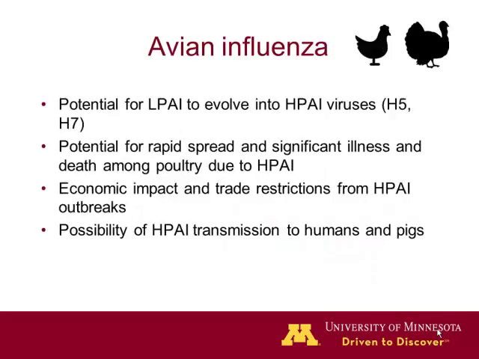But when we move into the other part of the graph, into the poultry, we need to take this virus into consideration very well, because there is an important potential for low pathogenic viruses to evolve into highly pathogenic viruses, and those are the H5 and H7 specifically. With that evolution, there is an important potential for rapid spread and significant illness, causing a lot of mortality in poultry. With that, we could have an important economic impact and trade restrictions, and then, of course, the possibility of these highly pathogenic avian influenza viruses transmitting to humans or pigs.